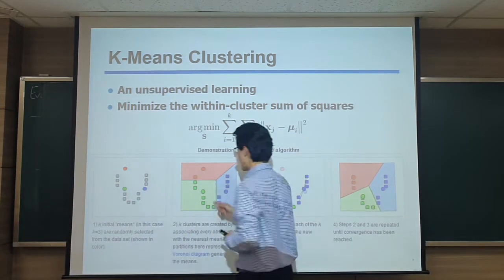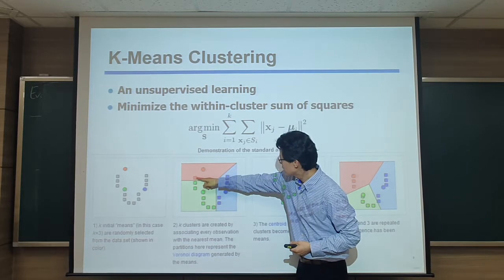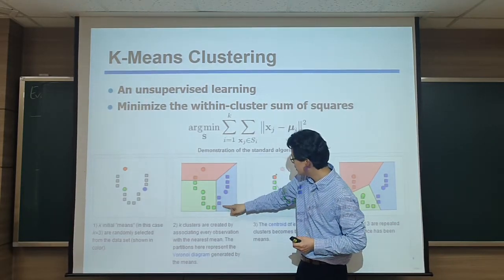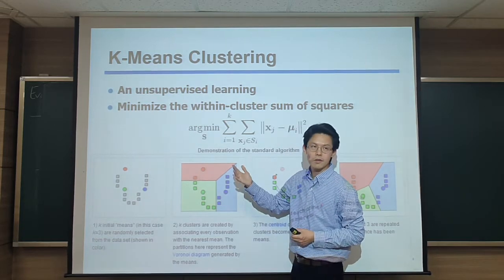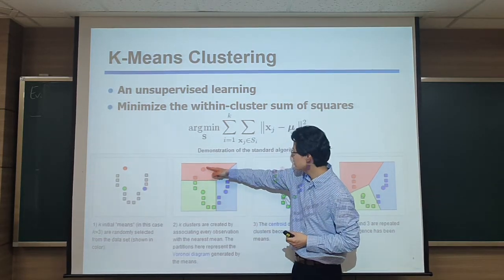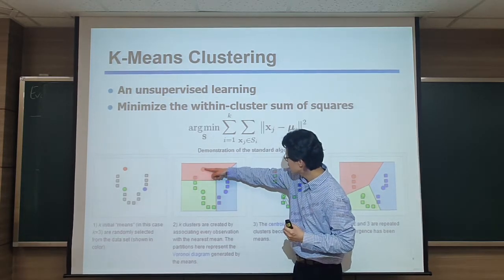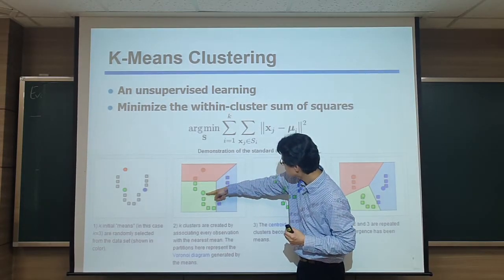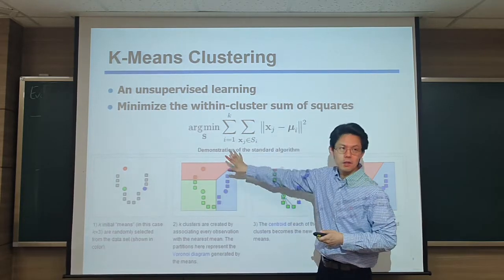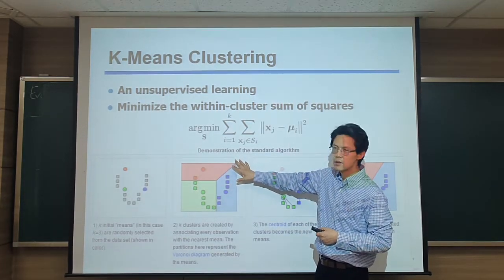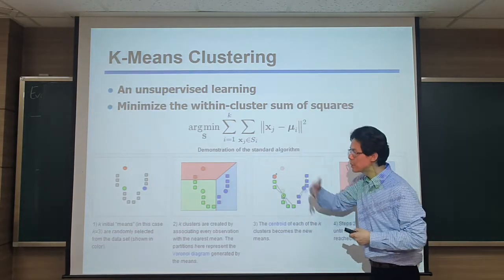And then for each node, we measure the distance from that node to each cluster center, and we assign that data to the closest cluster. In this case, this goes to the red, and this goes to the green, and so on. Then we can get the initial assignment, right? But this initial assignment could be pretty bad, right? And then we repeat this process.